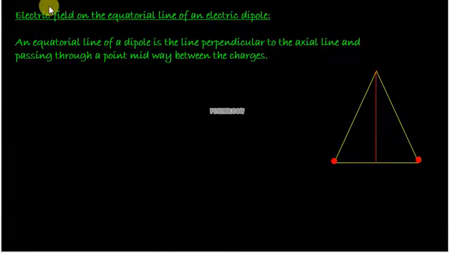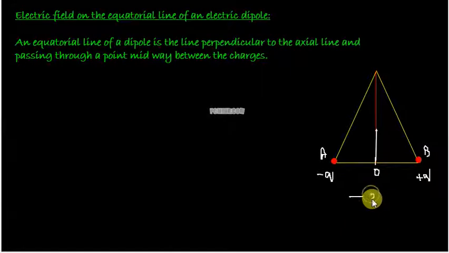And in this video, we are going to talk about the electric field on the equatorial line of an electric dipole. Now, what is the equatorial line? An equatorial line of a dipole is the line which is perpendicular to the dipole and passing through the center of the dipole, right? So, if I say I have the charges minus q at the point A and plus q at the point B, and O is the midpoint, and if 2a is the total length of this dipole, then AO and OB will be both the halves.